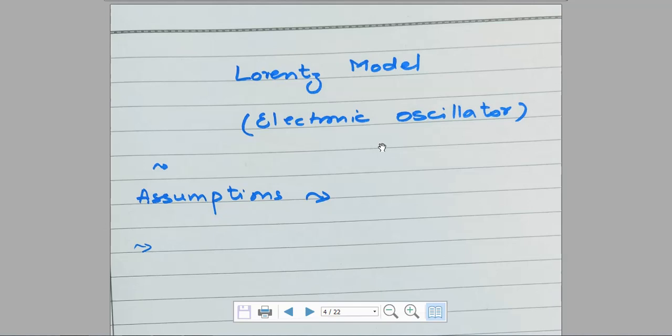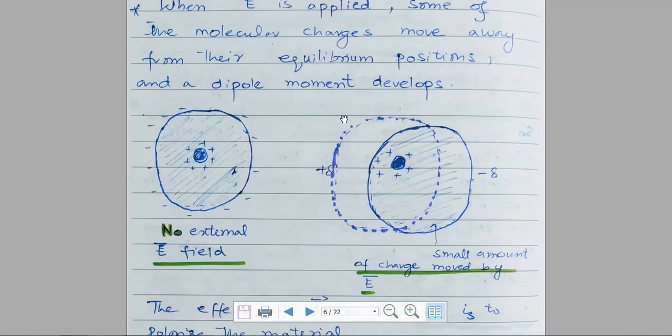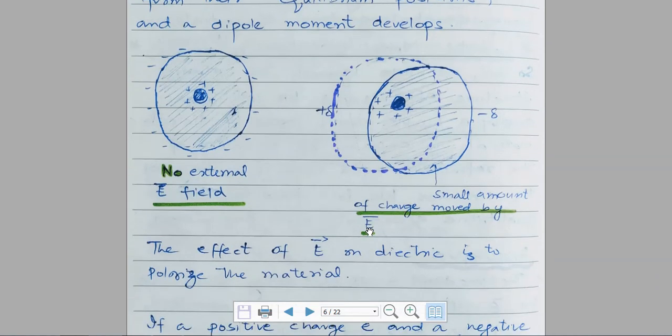The second assumption is that in the absence of an applied electric field, the molecular dipole moment is zero, at least on average. And when the electric field is applied, some of the molecules' charges move away from their equilibrium position and achieve a dipole moment. You can see here when no electric field is applied, the molecules will be in this form, and when a small electric field is applied, the material will be polarized. You can see the displacement of the charge distribution. In this situation, the material is now polarized.